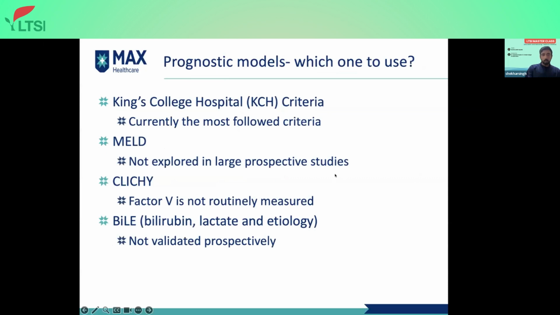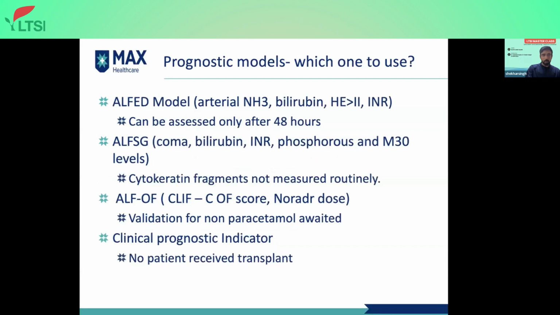We have many prognostic factors that have been used in the past and are being used currently, like the King's College criteria, which is one of the most commonly used criteria. MELD has not been explored in a larger prospective study. Clichy criteria is not commonly available in centers in India because of the factor 5 lab assessment. Bile criteria has not been validated prospectively. Other criteria are ALPHA models, but we can assess only after 48 hours. Then ALF-HG scores need a measurement of M30 that may not be available in all hospital centers. Then ALF organ failure is still awaiting validation in non-PCM kind of ALF.